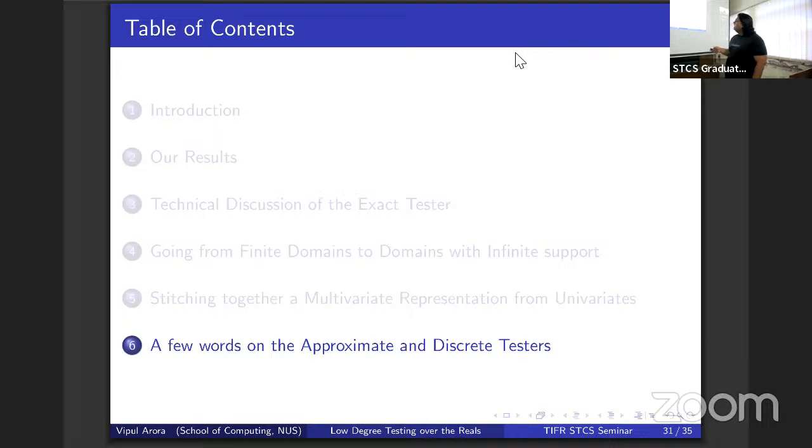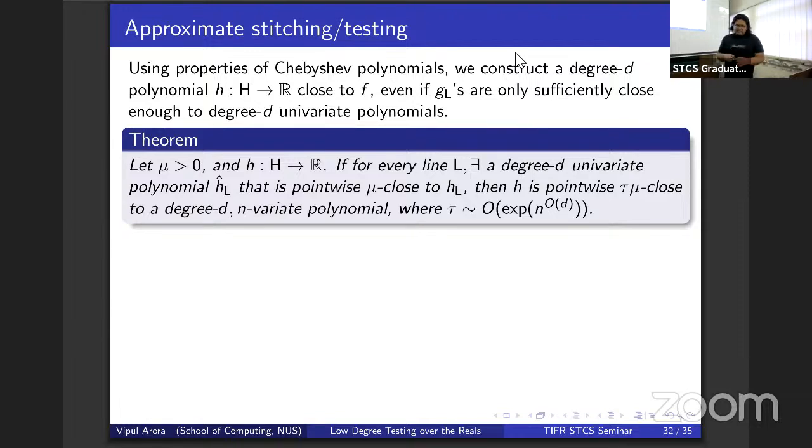Let me wrap up by saying a few quick words on the approximate and discrete tester. So in the approximate testing idea, you do not have the guarantee that G is a degree D univariate polynomial on all line restrictions in the ball B0R. Instead, G restricted to lines is only sufficiently close to degree D univariate polynomial representations. From this, we are able to construct a pointwise mu-close degree D n-variate polynomial representation. So this is where tau being large enough comes in.